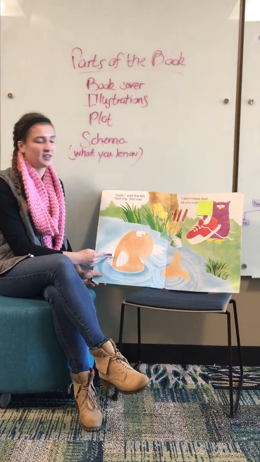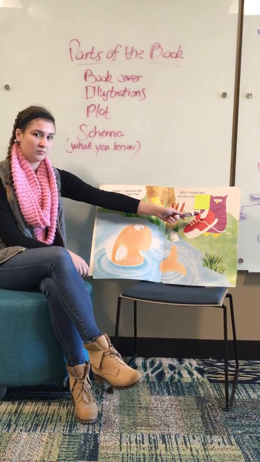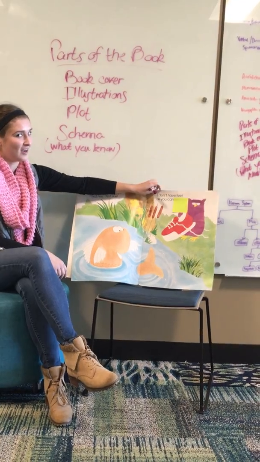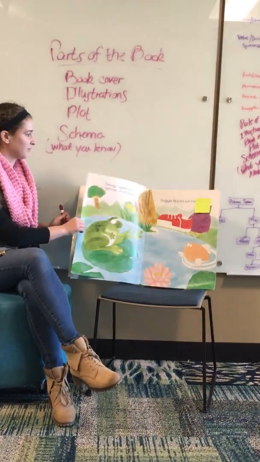So does anyone have predictions based on this page on what might happen in the story? So who doesn't have the shoe? The fish. Right. The owl has the shoe right now. So I wonder if he's going to have it for the rest. So he's trying to find the owner.